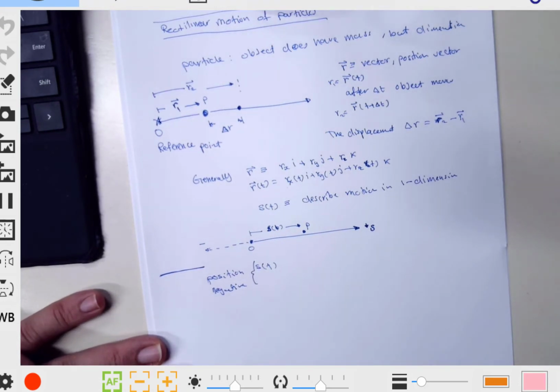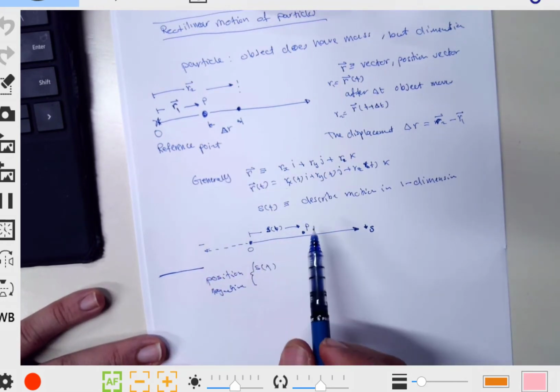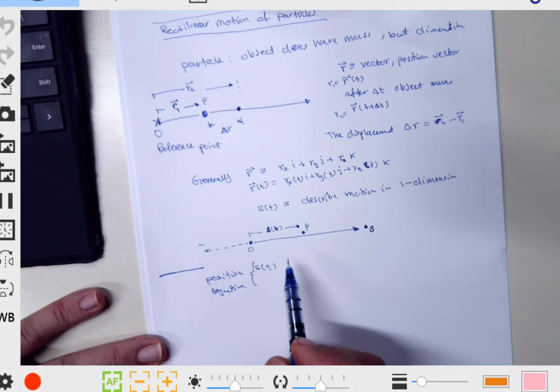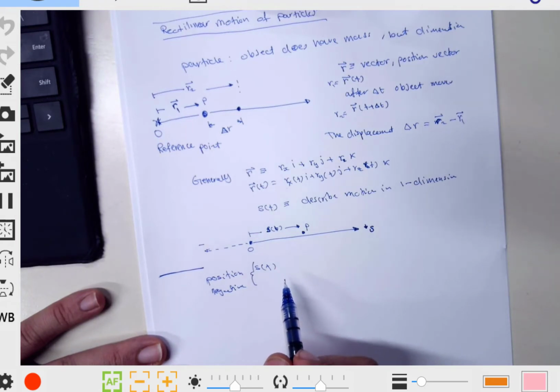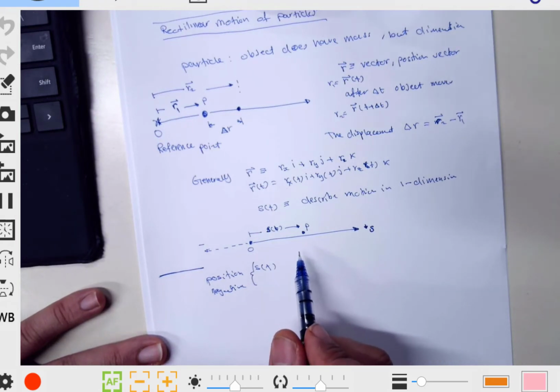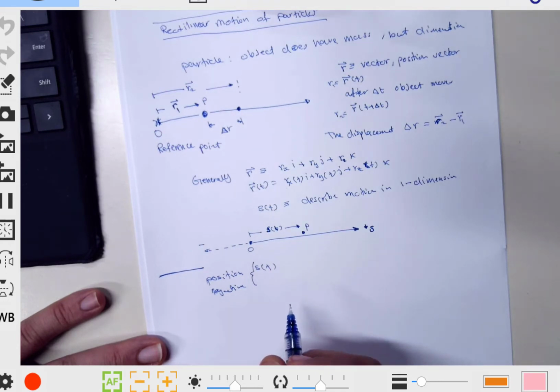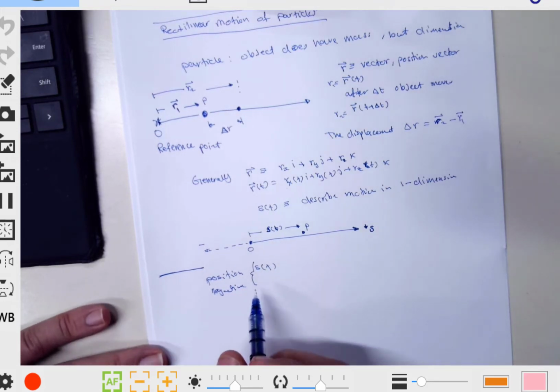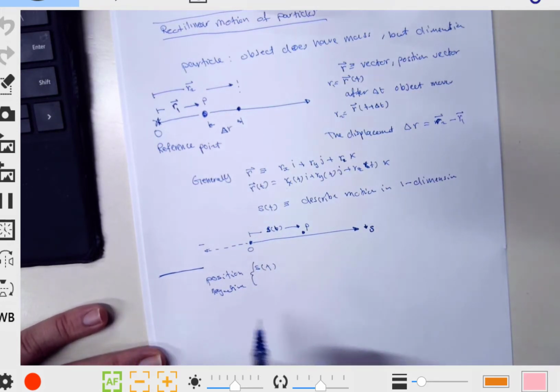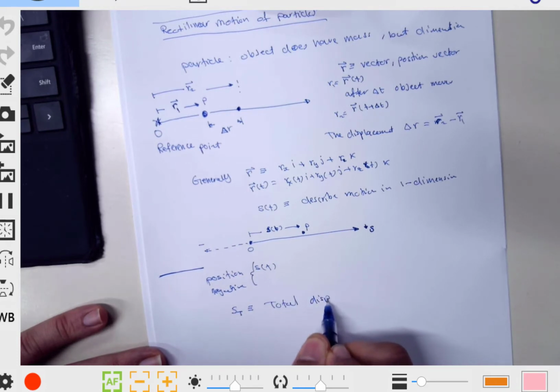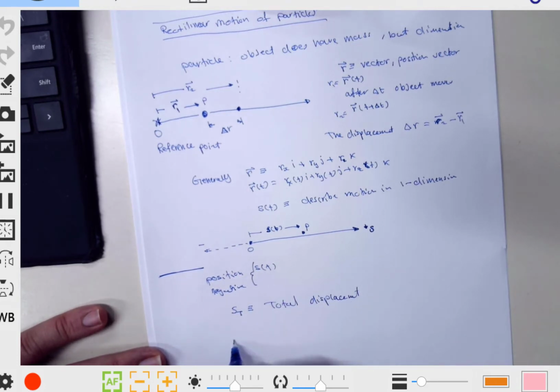Now, following the discussion we have done here, the displacement will be delta s, and it refers to the difference between the position of the particle at 2 different times, right? Now, the total displacement that an object moved is denoted by S of t. Now we have to be careful with that.